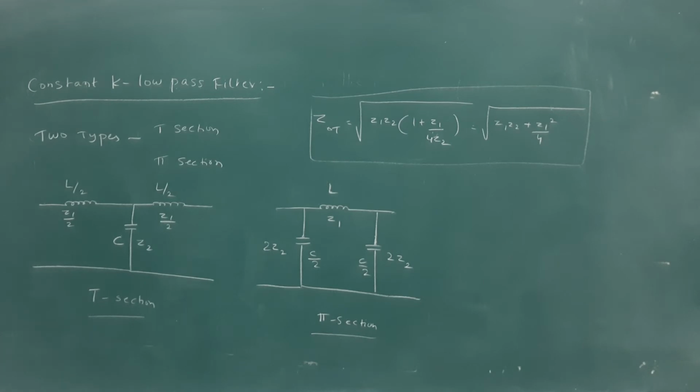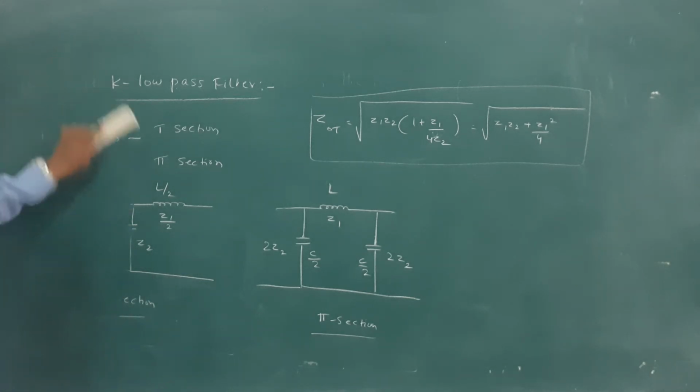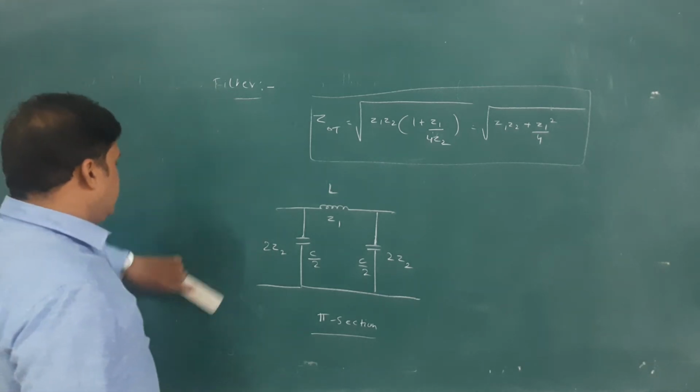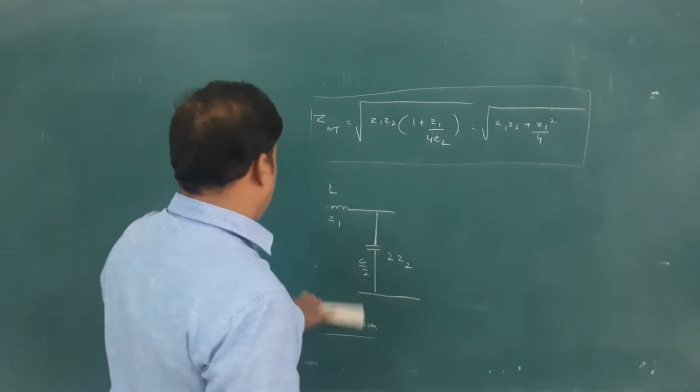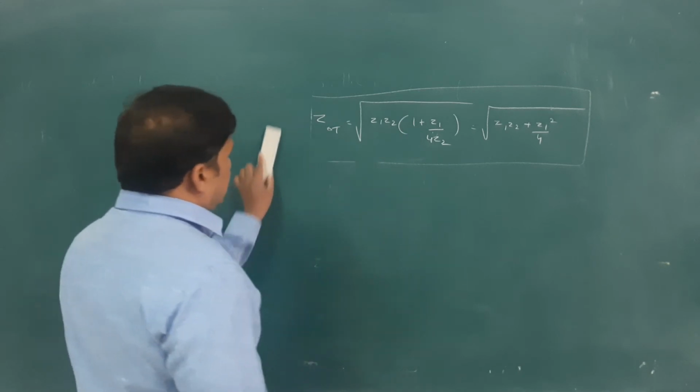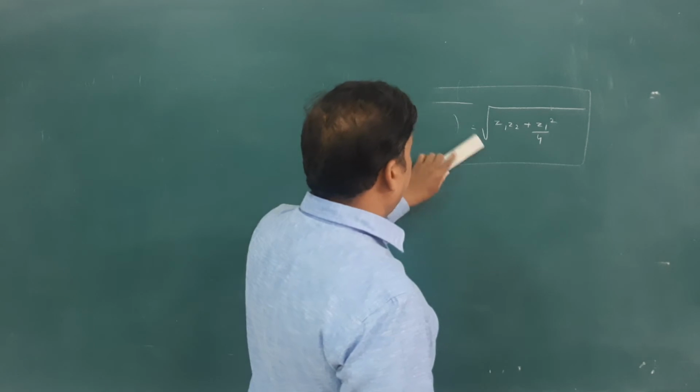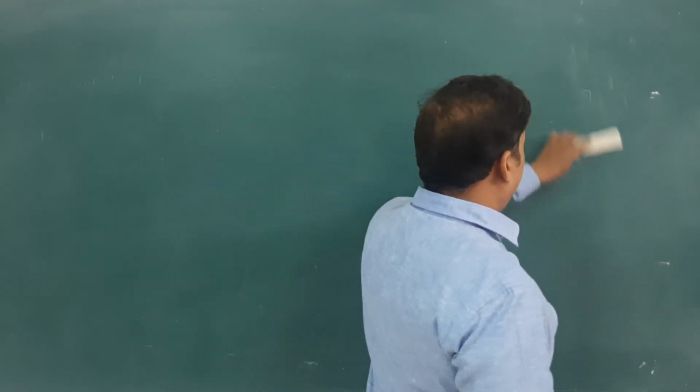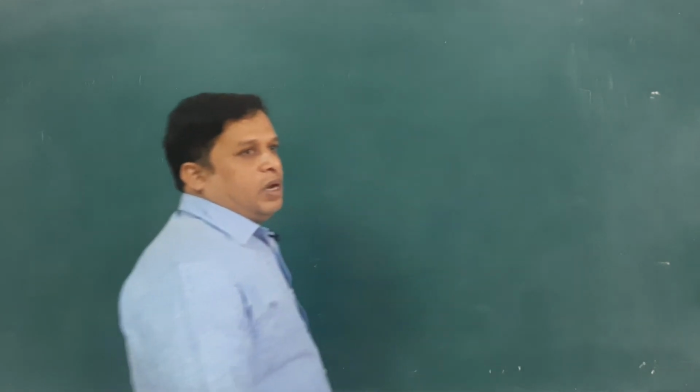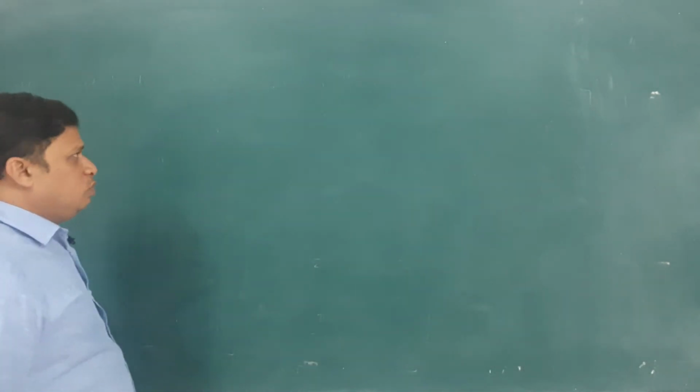In these two diagrams or networks, Z1 is j omega L, and Z2 is your capacitor, so it is 1 by j omega C or minus j by omega C. So we write those values. In the constant K low pass filter, we write these equations. As we know, a low pass filter allows only the lower frequencies, and after the cutoff frequency the attenuation band occurs, where it will not allow the frequencies to pass through.